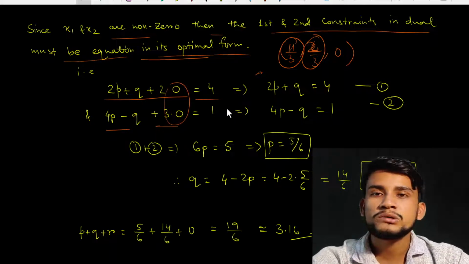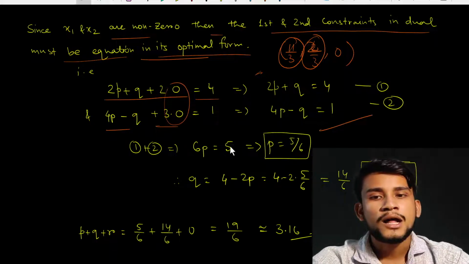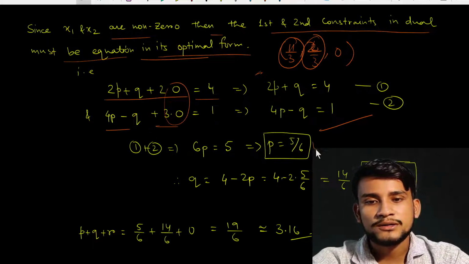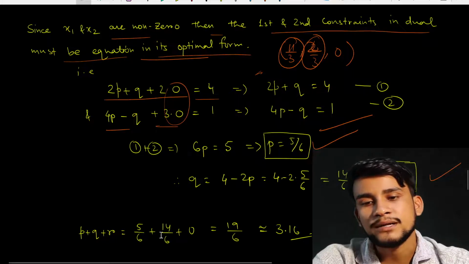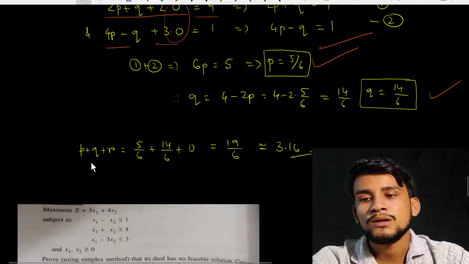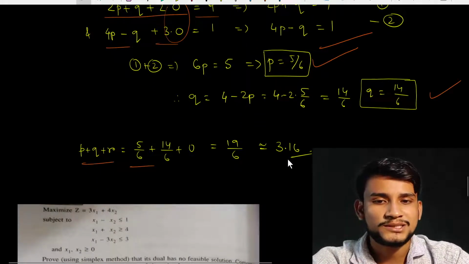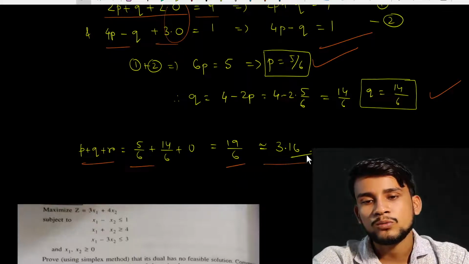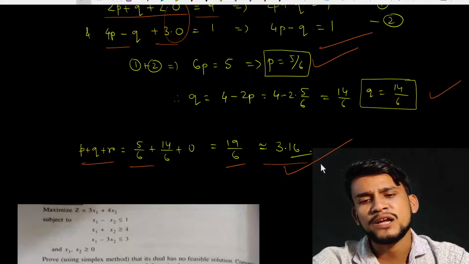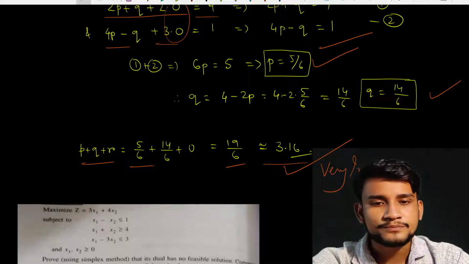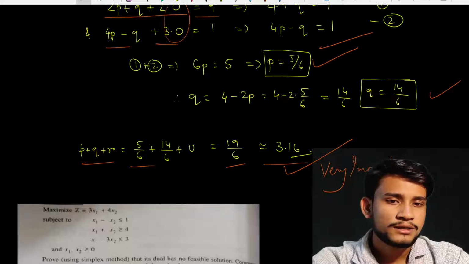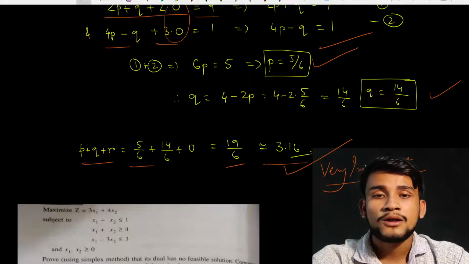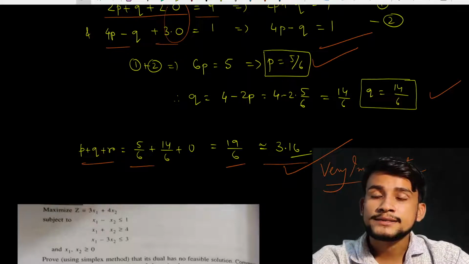So this is two equations in two unknowns, we can easily solve this, and after solving, we get p equal to 5 by 6 and q equal to 14 by 6. Therefore p plus q plus r equal to 5 by 6 plus 14 by 6, which is equal to 19 by 6, approximately 3.16. So this is the answer. This is a very important problem, which came in GATE 2021.